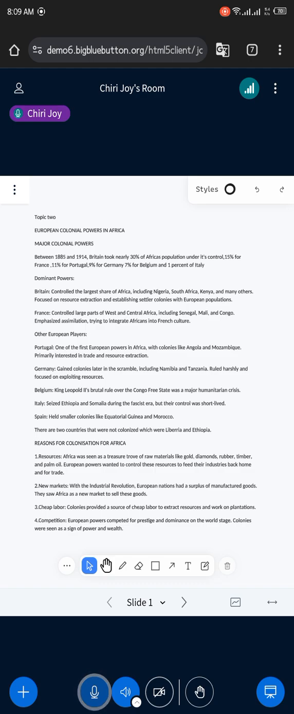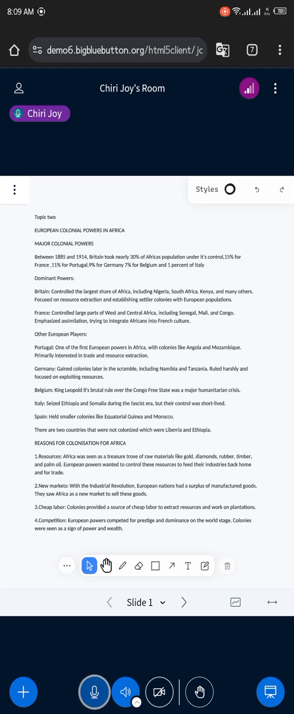Belgium, King Leopold II's brutal rule over the Congo Free State was a major humanitarian crisis. Italy seized Ethiopia and Somalia during the fascist era, but their control was short-lived. Spain held smaller colonies like Equatorial Guinea and Morocco. There are two countries that were not colonized, Ethiopia and Liberia.